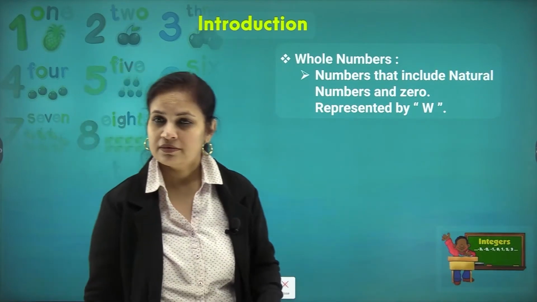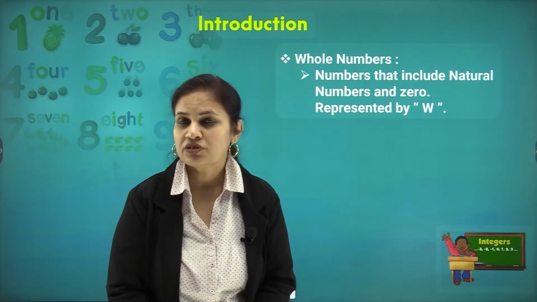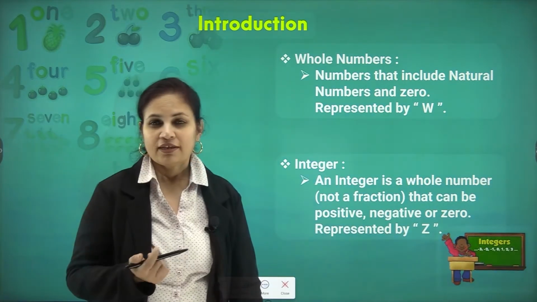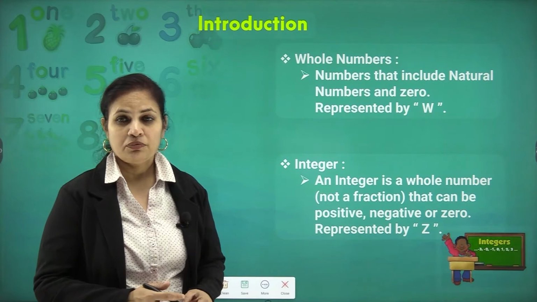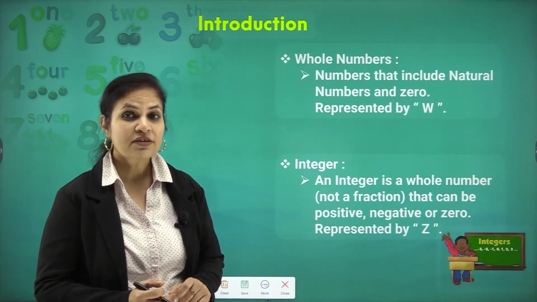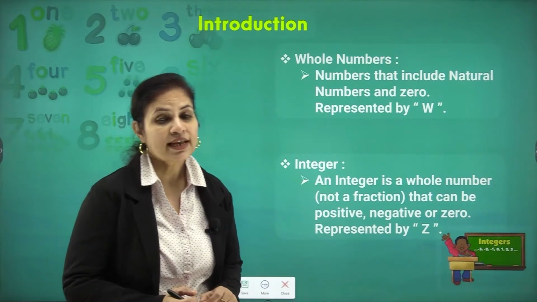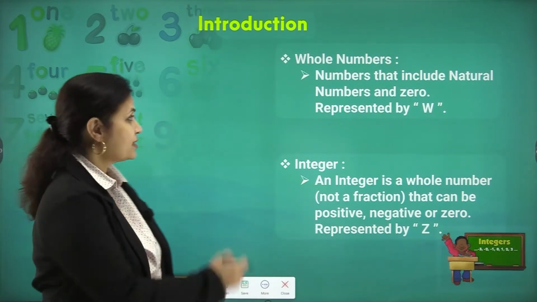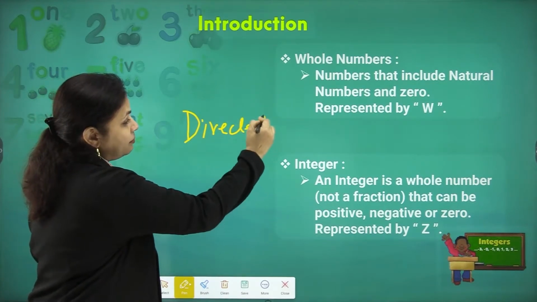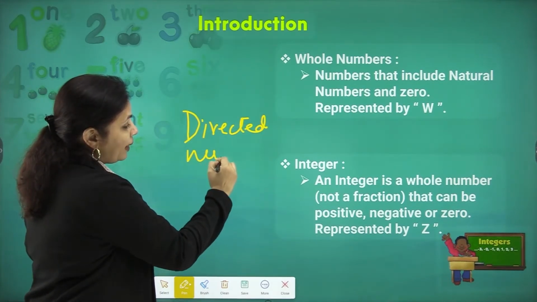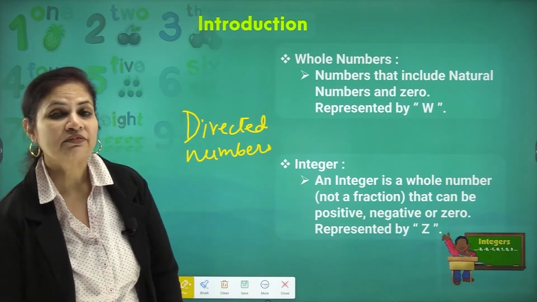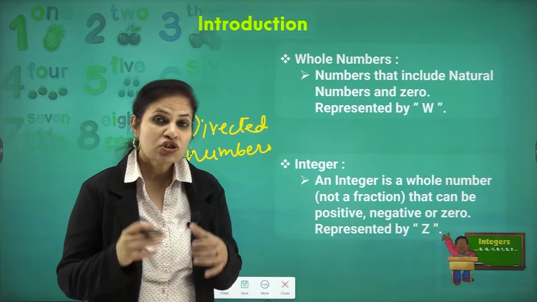Whole numbers are numbers that include natural numbers along with 0. Then we came across integers, which include whole numbers, natural numbers and negative values. These negative values are also known as directed numbers. Now, why do we call them directed numbers? Because these negative values are just an indication of direction.